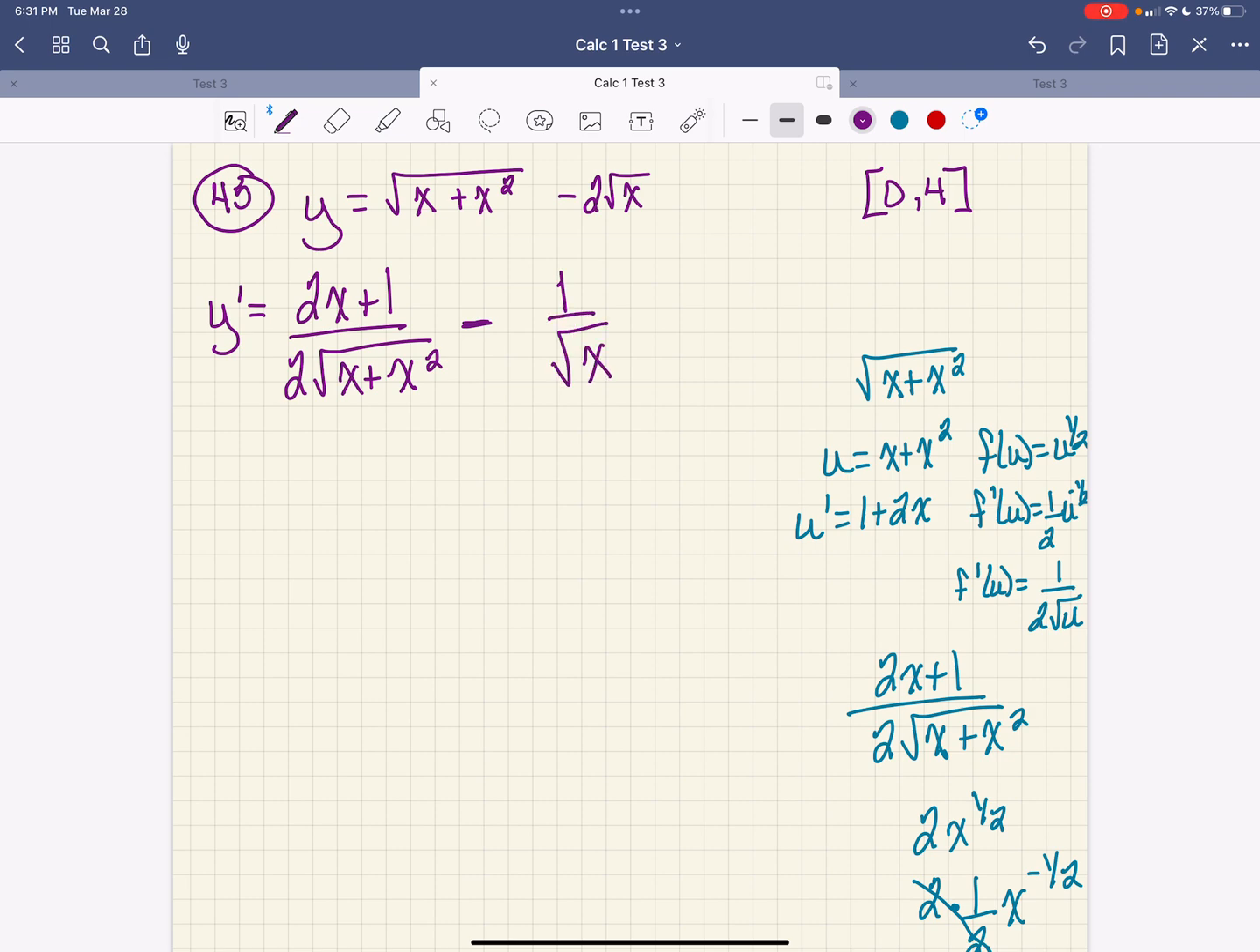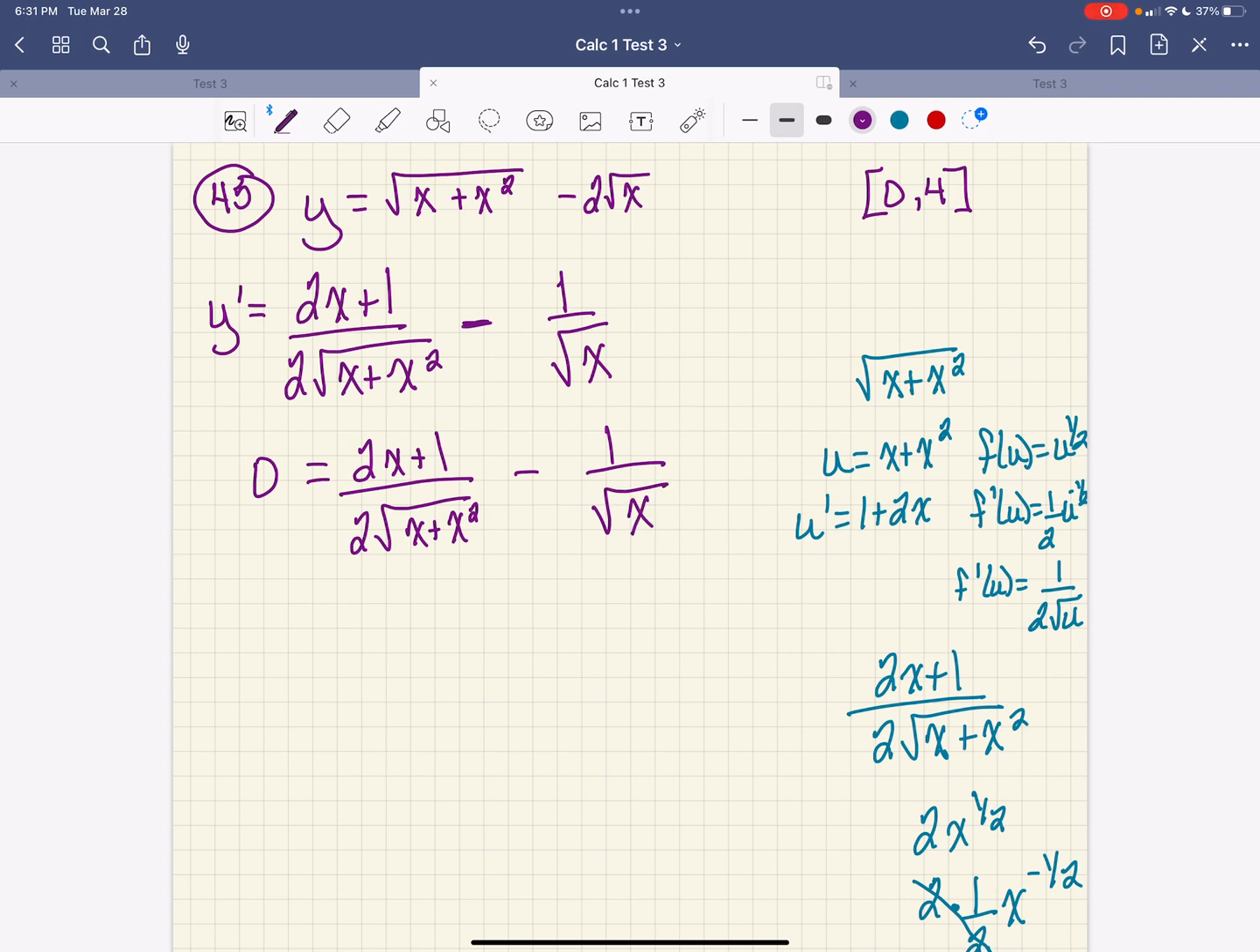Now to find our critical numbers, we've got to set our derivative equal to 0 and solve. So when I set this derivative equal to 0, I get 2x plus 1 over 2 on the square root of x plus x squared minus 1 over the square root of x. And I've set that equal to 0.